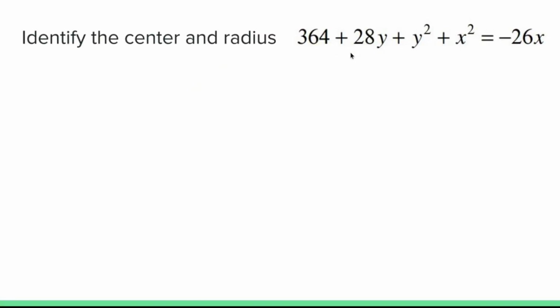Identify the center and the radius of this god-awful abomination. This is terrible. This is not at all in the form that we want. The form that we want is supposed to be this: (x minus h) squared plus (y minus k) squared equals r squared, and we're not even close to it. So what we need to do is completing the squares twice.